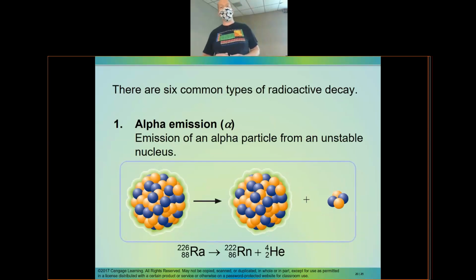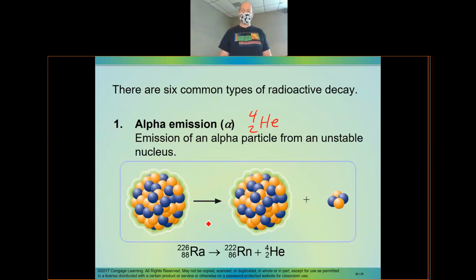All right, 6 common types of radioactive decay. So it's radioactive, it's unstable. What is going to happen? Well, here are 6 common types of radioactive decay. The first one we've already seen, it is the alpha emission. Again, remember, this is very simple, unless, of course, you don't know alpha is helium-4, then it is impossible.